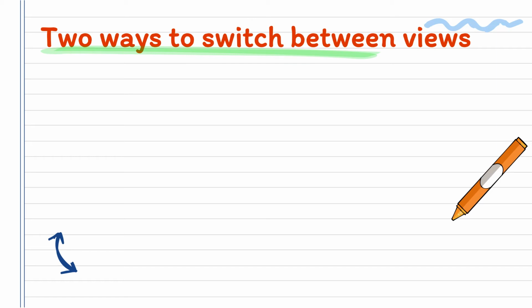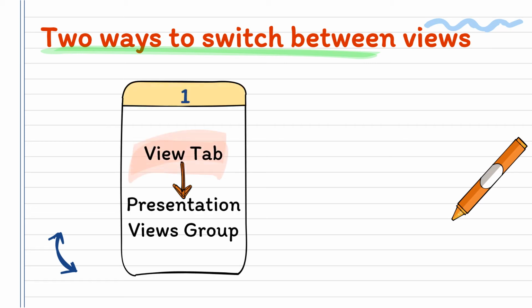We can switch between the views by using two methods. One, you can click on the view tab and choose the presentation views group. In this group, you will find all the view options and you can choose any one option that you want. You can click on view tab, presentation views group, normal view or slide sorter view or reading view. You can choose any view from this group.